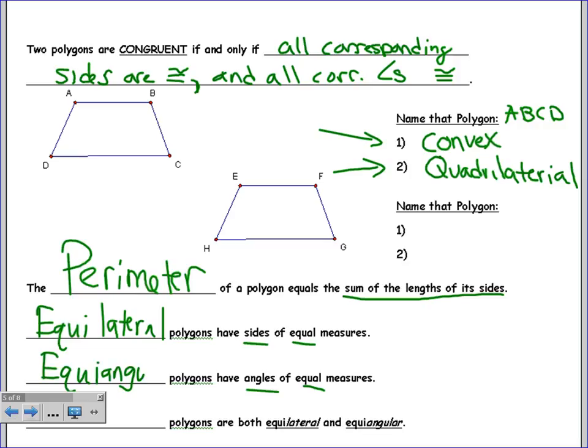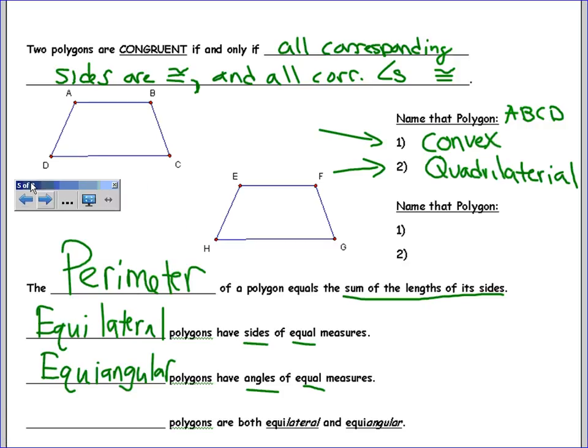Equiangular. It sounds so weird. First time I heard that word, I was like, what are you saying? Equiangular. I don't know where I'm going to put that. Okay. And some polygons are both equilateral and equiangular. So what are those called? Regular. Regular, if you're speaking Spanish. Regular. Are we okay? That's kind of a big review from yesterday.